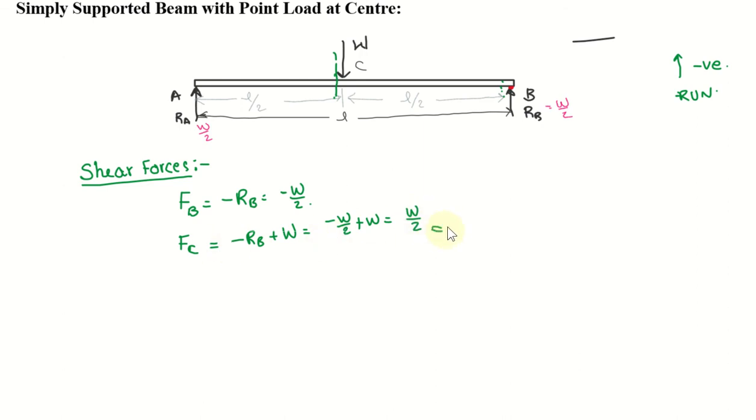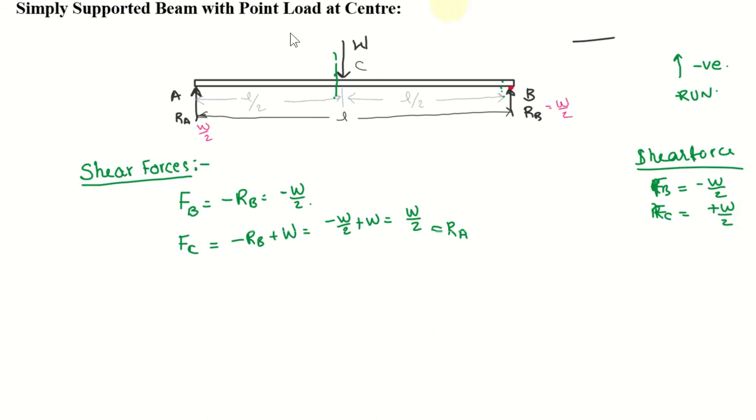So that should be matching with the reaction force at A. For a simply supported beam, this is the indication: wherever you find the shear force at the last point, that has to coincide with the reaction force. So let us write what shear forces we have. FB is equal to minus W by 2, FC is equal to plus W by 2.